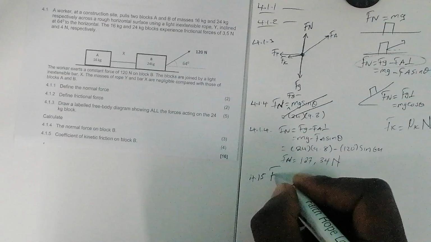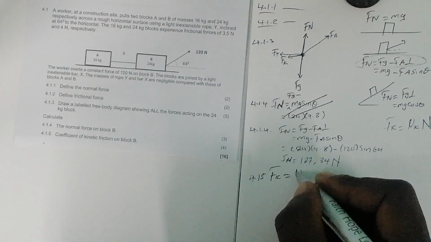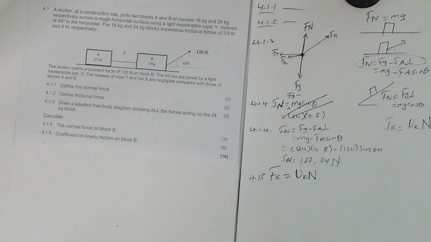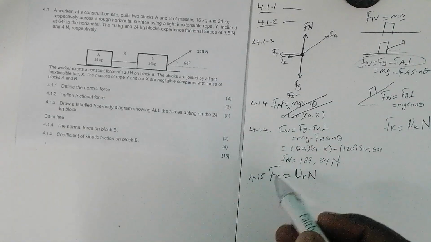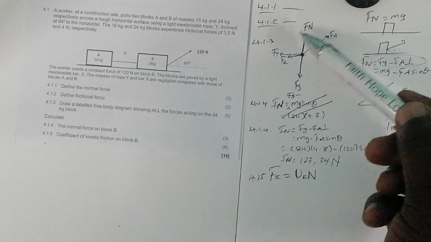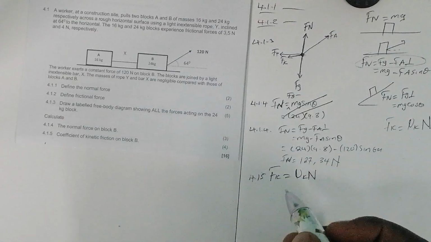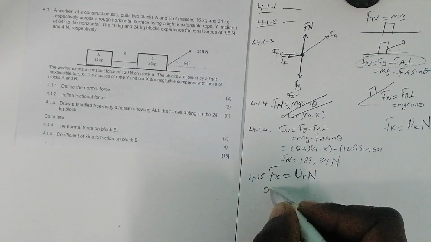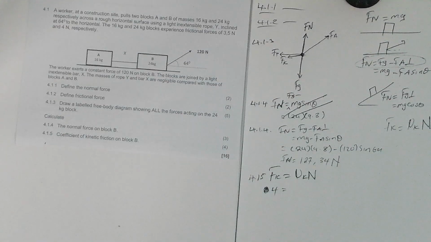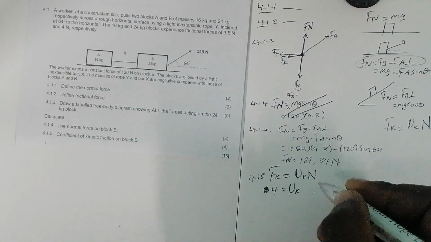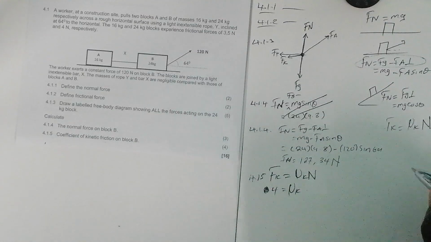Then you will write the value of Fk equals mu k multiplied by N. We don't use the direction of the normal on the free body diagram, but we take it as positive because we cannot have a negative mu k. So it's 4 equals mu k. They want us to calculate the value of mu k. We don't have it. Now, what's the value of normal force? You have to calculate it.